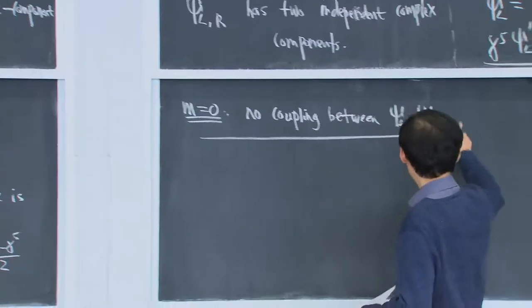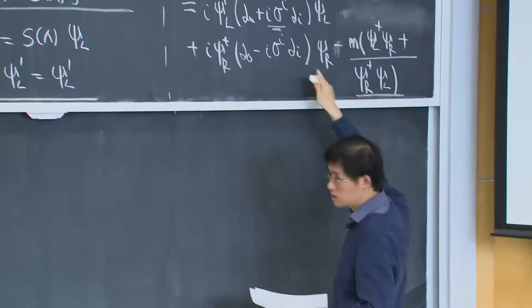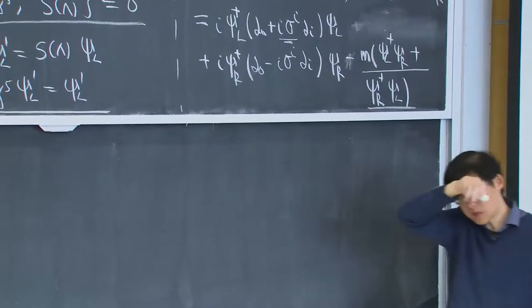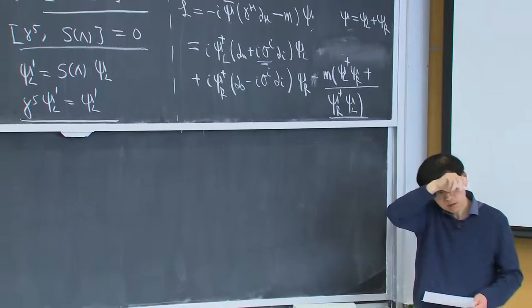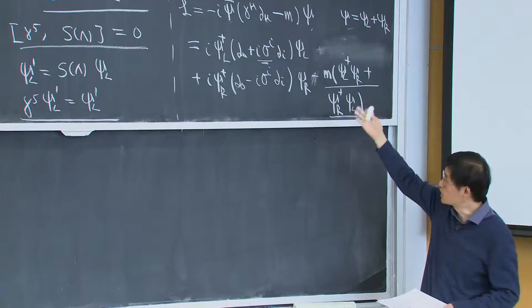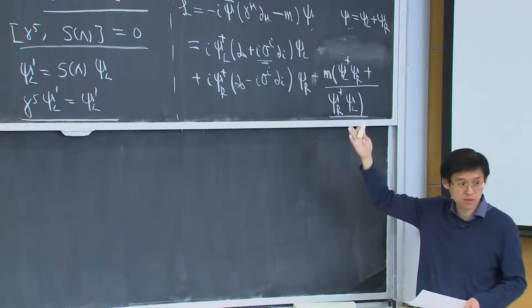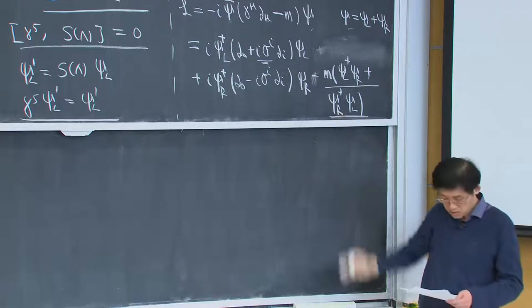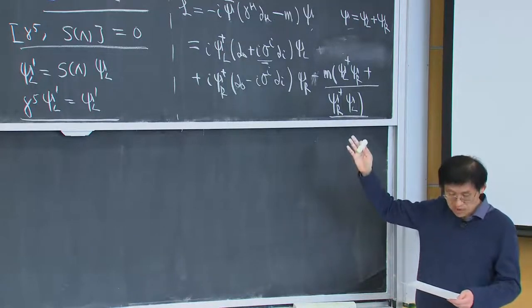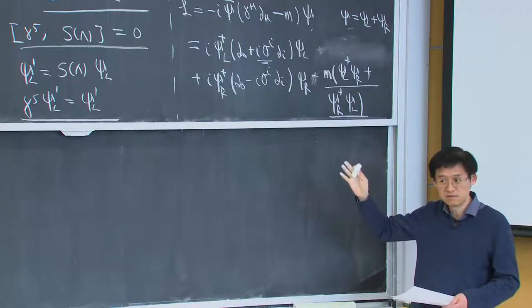So for m equal to zero, you don't have a coupling between psi L and psi R, and you only have a psi L diagonal term and a psi R term. And then that gives you something else. Again, this reduces to our previous statement that if you have a massless case, you can describe it using a two component spinor. Indeed. But here there's also something extra. What do you see here?